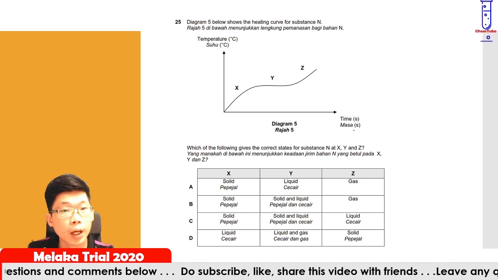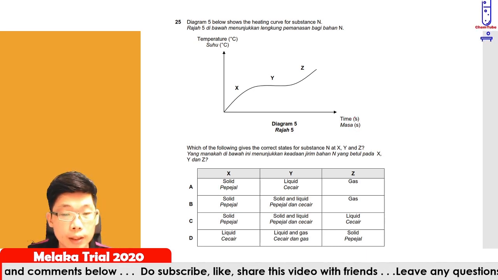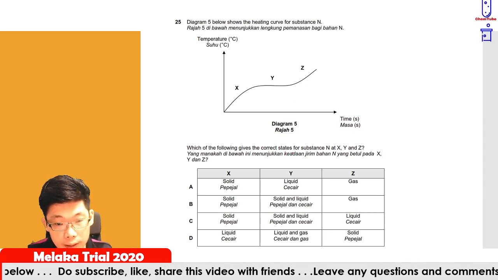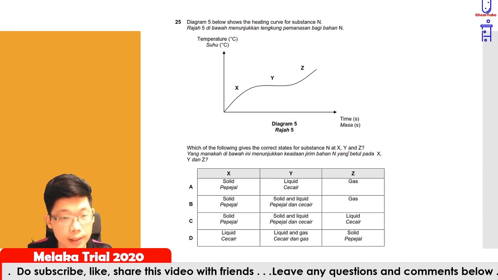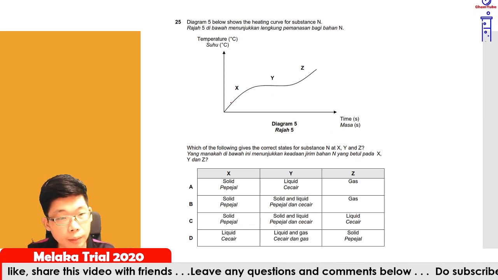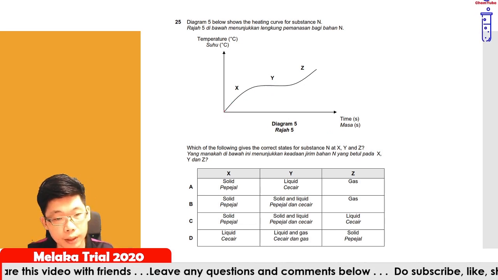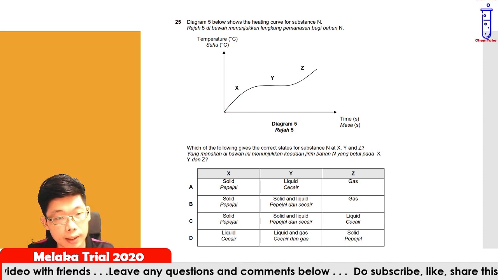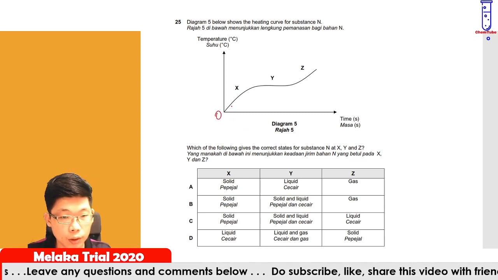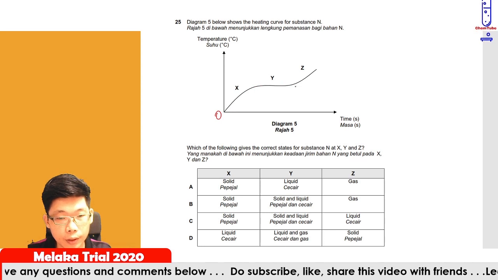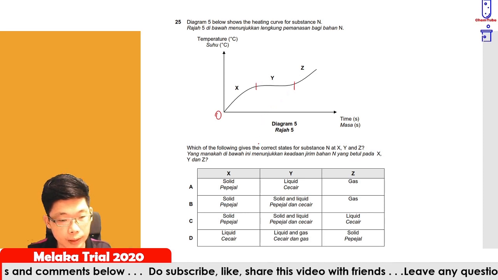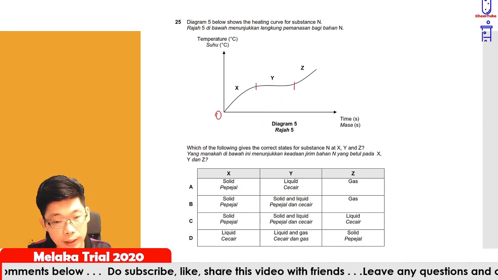Question 25. Diagram 5 shows the heating curve of a substance N. Which gives the correct states of the substance at X, Y, Z? It is not mentioned, but logically the substance starts as a solid, then solid and liquid, then liquid, and then gas. Normally it is like that. So let's check: solid, liquid, and gas.